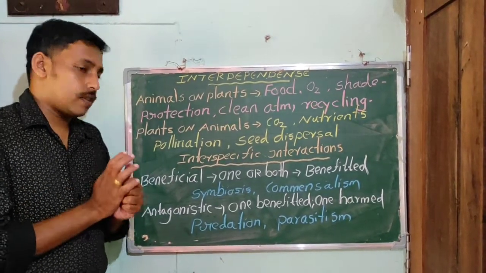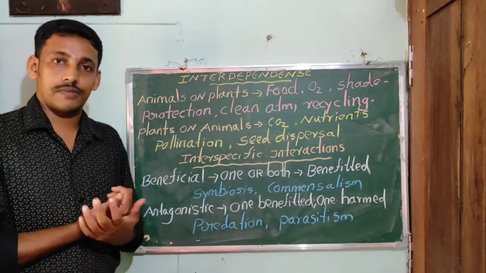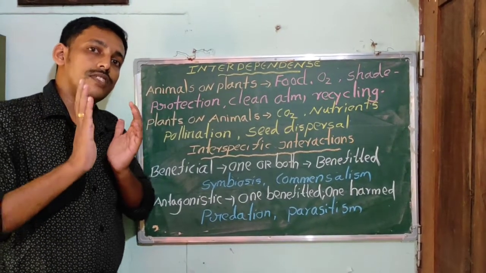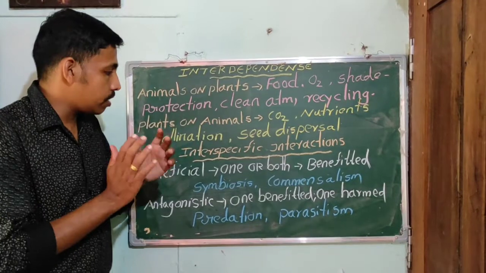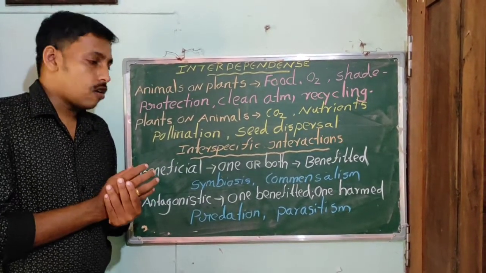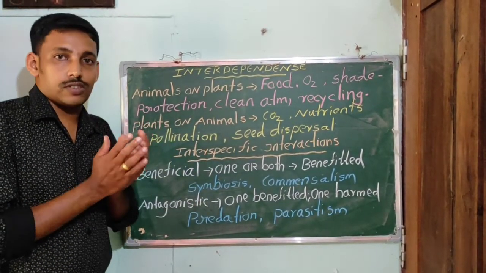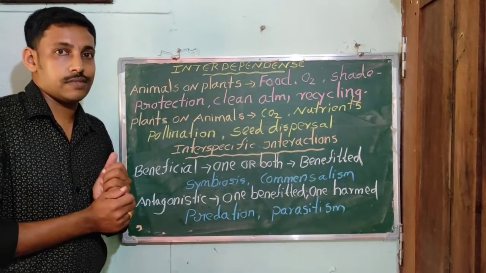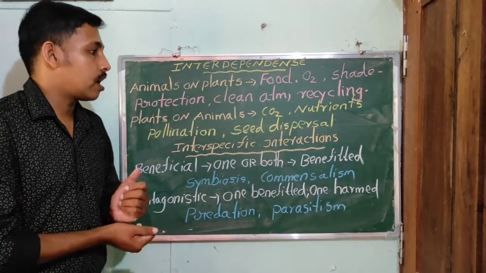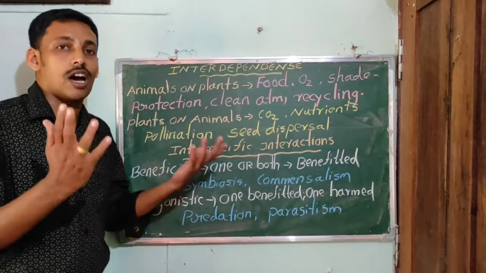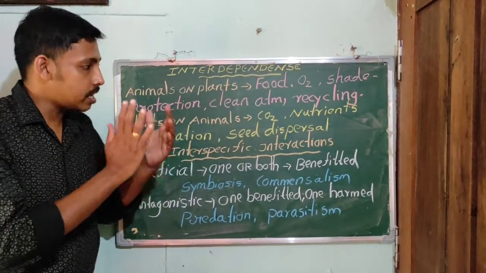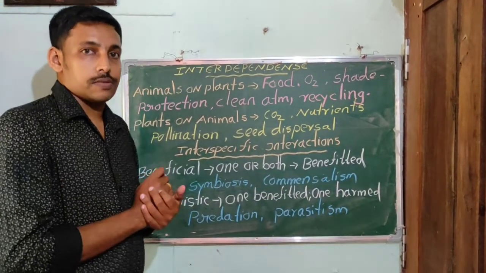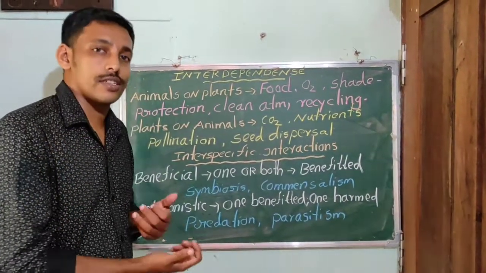If it is positive, it is known as beneficial interaction. In beneficial interaction, one or both of the interacting species are benefited. No one is harmed. That type of interaction is known as the positive interaction, or beneficial interaction.